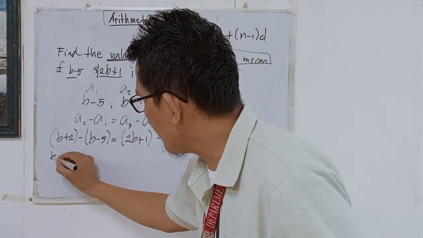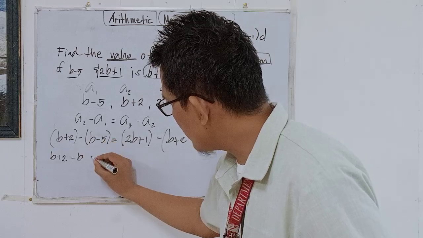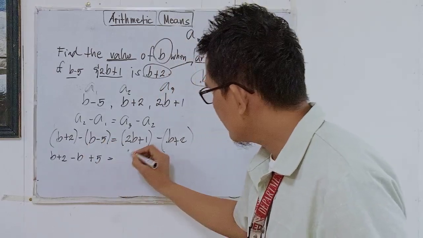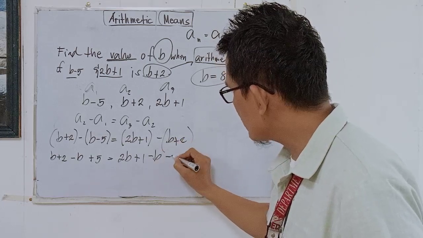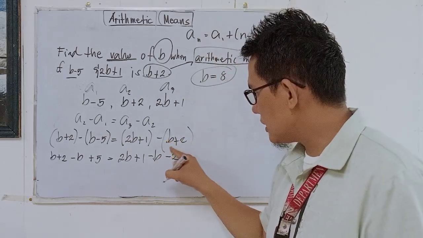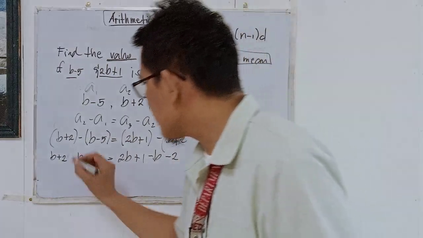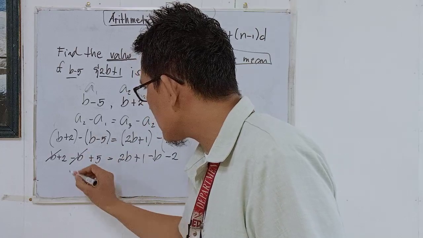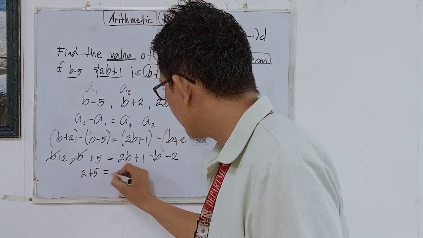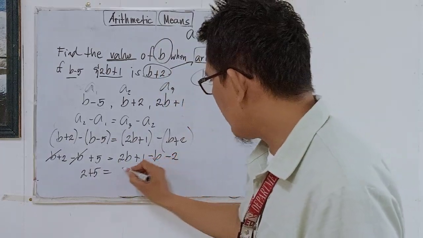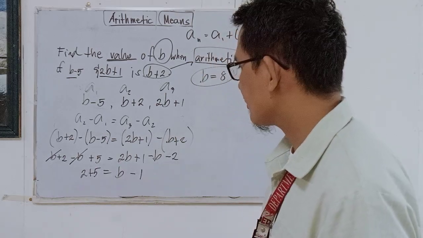We're going to copy b plus 2. Now this becomes negative b. This becomes plus 5. 2b plus 1, negative b, this becomes negative 2, changing the sign of our b plus 2. Then we're going to combine like terms. b and negative b will be cancelled. What is left is 2 plus 5. 2b and negative b will become b. 1 minus 2 will become negative 1.